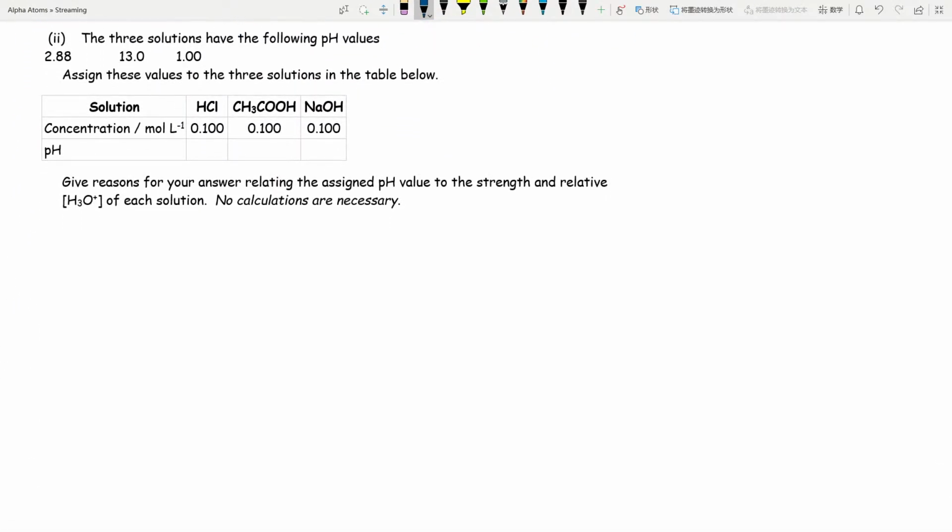So you got given some pH values, we're going to assign them. HCl is a strong acid, that will be 1.00, NaOH is a strong base, so 13.0, and then 2.88 obviously for the weak acid. Give a reason for your answer relating to the pH value, to the strength and relative.